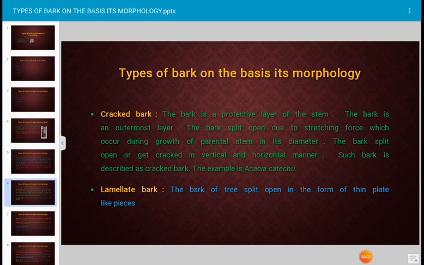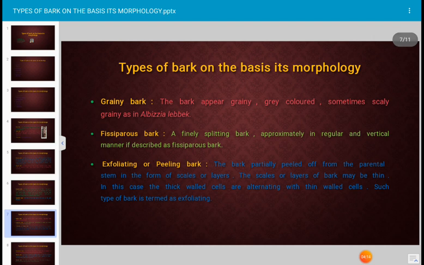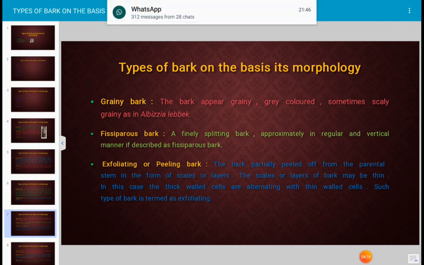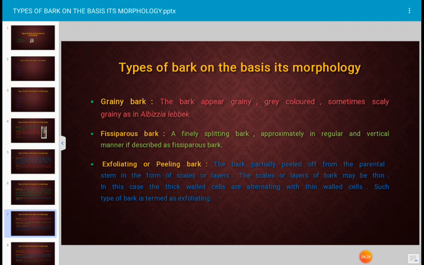Next, the laminate bark. The bark of the tree splits open in the form of thin plate-like pieces. Such bark is described as laminate bark. Next, grainy bark. The bark appears grainy, grey colored, sometimes scaly grainy, as in Albizia lebbeck. Next, fishy bark. A finely splitting bark approximately in regular and vertical manner is described as fishy bark.